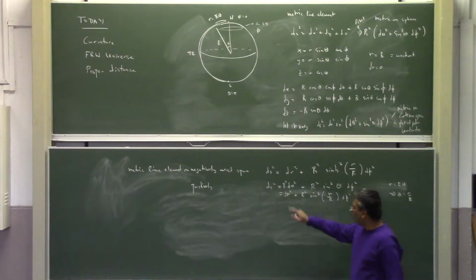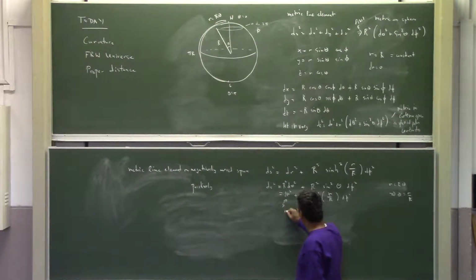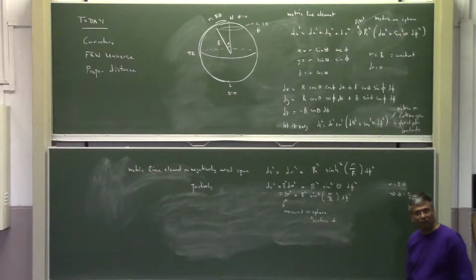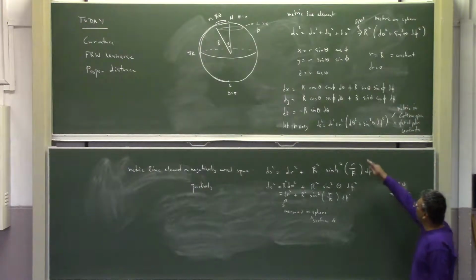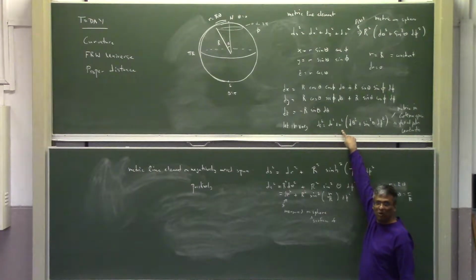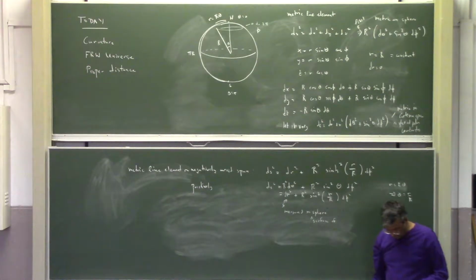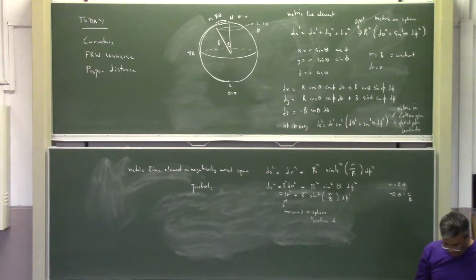Here, this r is measured on the surface of the sphere. And similarly, this r is measured on the surface of the saddle. Whereas this R is just a distance from the origin. Okay? So these R's mean slightly different things.